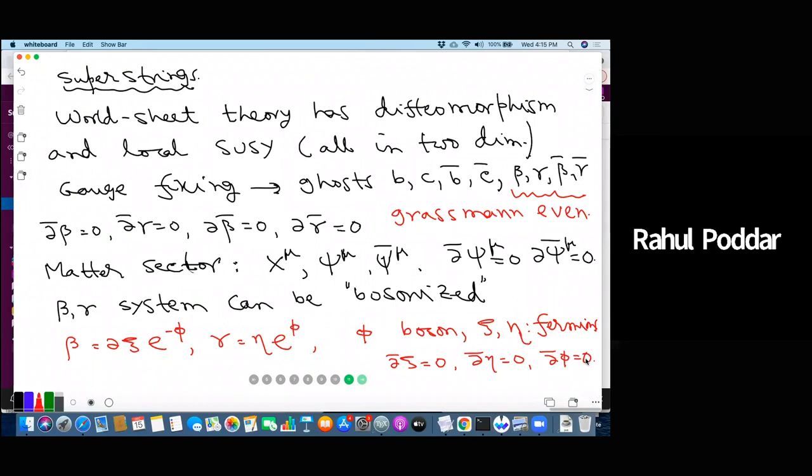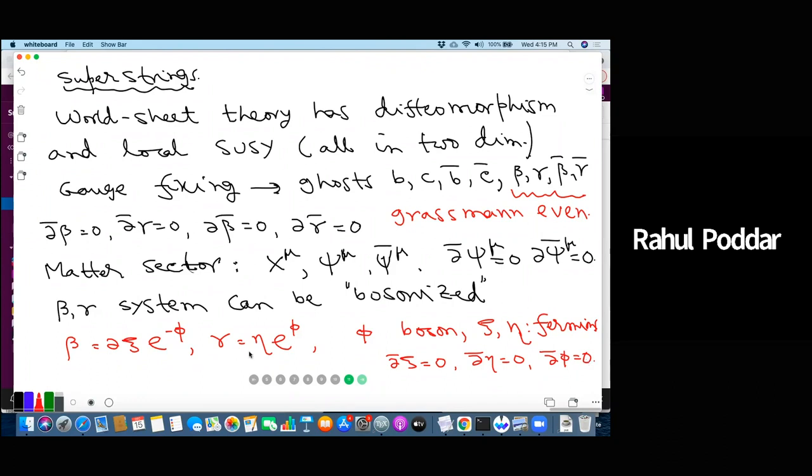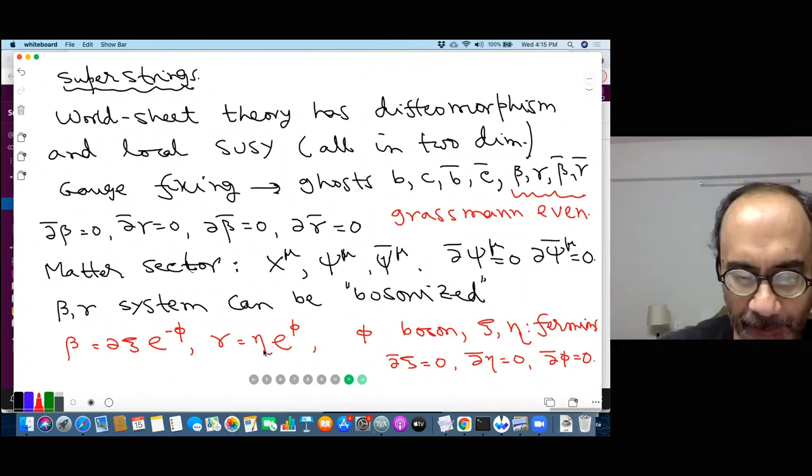Do you mean del eta e to the phi for gamma? No, it's just eta. And that's important. It's not del eta. Here there is a derivative of xi, but this is just eta.